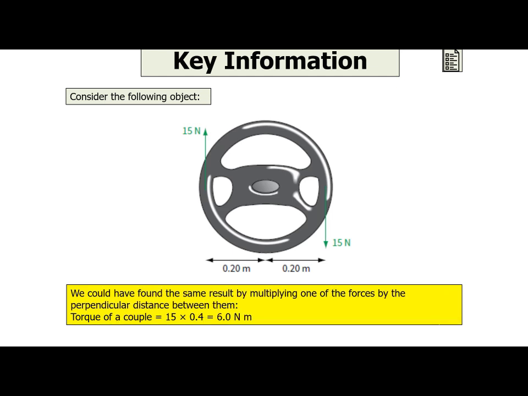We could have also found this same result by multiplying one of the forces by the perpendicular distance between them. So 15 times 0.4 is 6.0 Newton meters.